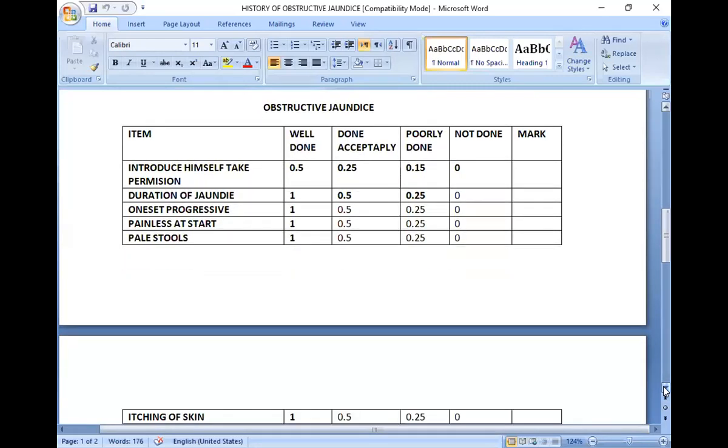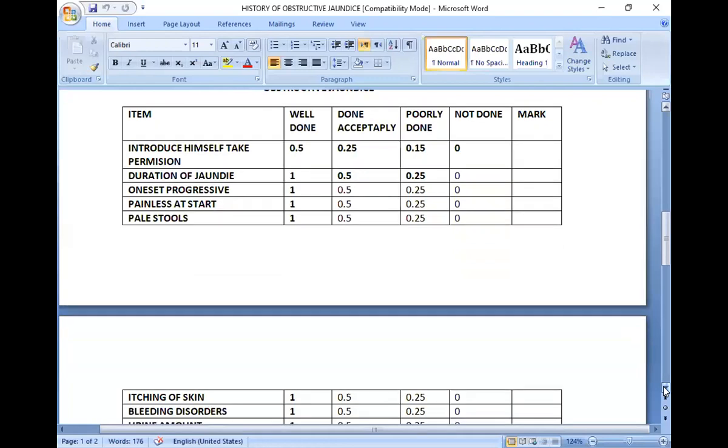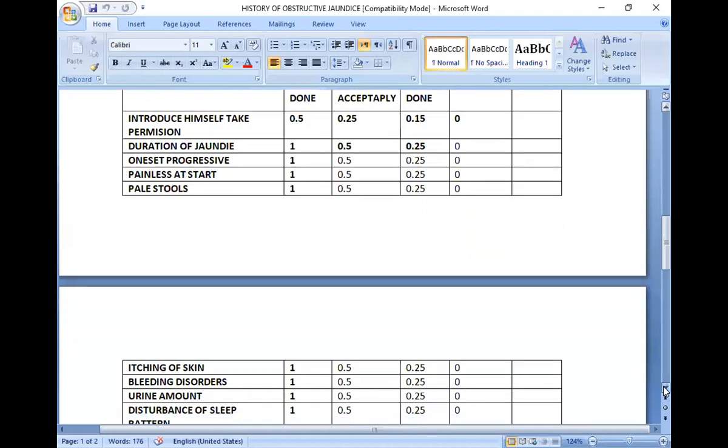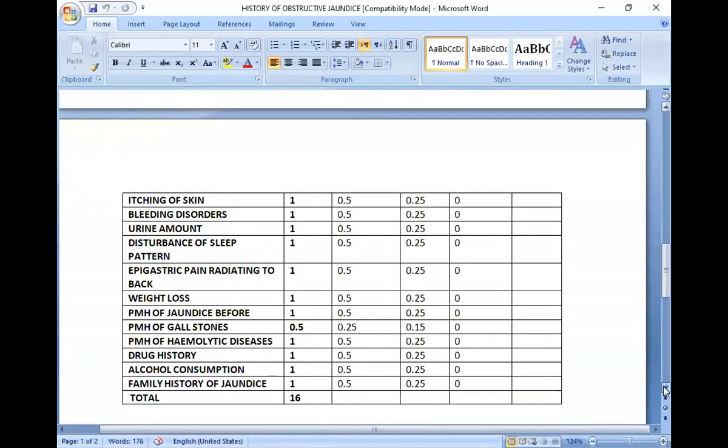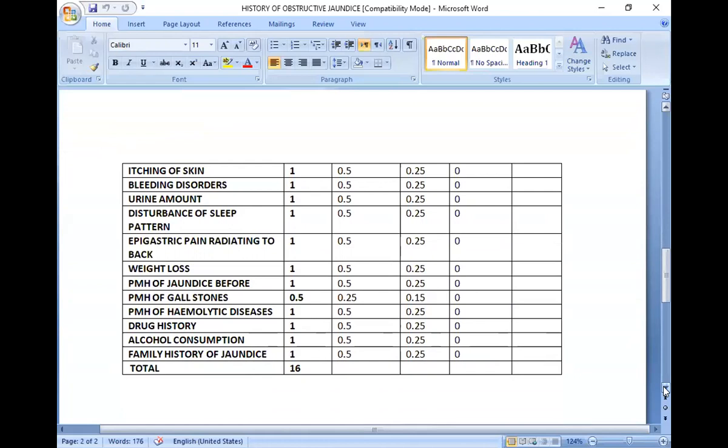Introduce himself as usual, take permission, duration of jaundice, onset and progression, painless at start. A person aged 65 with painless jaundice, this is most likely we are talking about cancer of the head of the pancreas, right? Pale stools, itching, bleeding disorders, urine amount. Why is urine amount very important in a patient with obstructive jaundice?